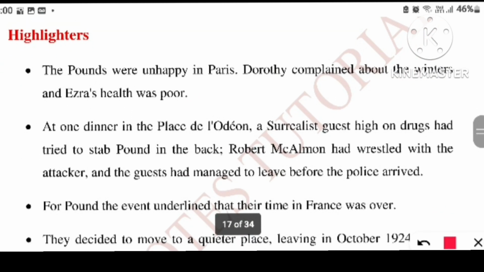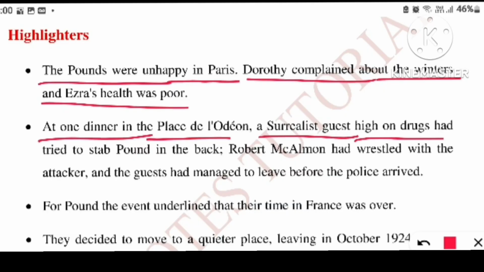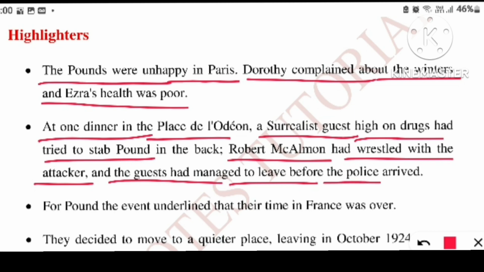Ezra Pound. The Pounds were unhappy in Paris. Dorothy complained about the winters and Ezra's health was poor. At one dinner in the Place de l'Odéon, a surrealist guest high on drugs had tried to stab Pound in the back. Robert McAlmon had wrestled with the attacker and the guest had managed to leave before the police arrived. These were the reasons because of which the Pound family shifted from Paris.